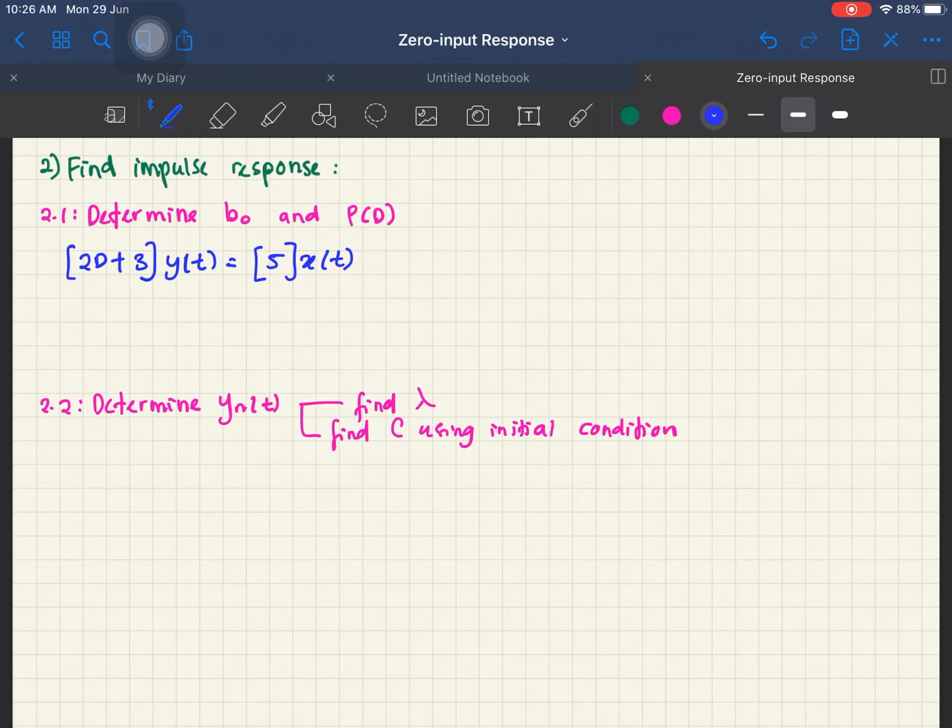If we look at the equation here, this D is to the power of 1, which is the power of n, so n equals 1. And here on the right side we don't have D, which means in this case we have D to the power of 0, so m equals 0. Now since we have m smaller than n, b0 equals 0. Now P(D) is simply this polynomial here. So P(D) equals 5.